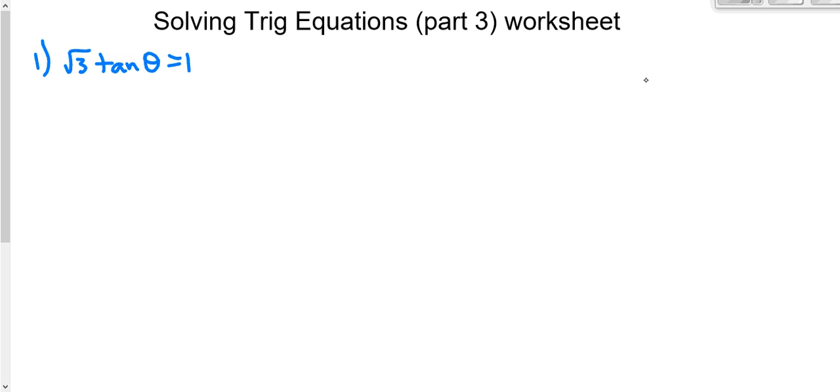Here's a little bit of help on your homework, Solving Trig Equations Part 3 worksheet. So let's do number 1.